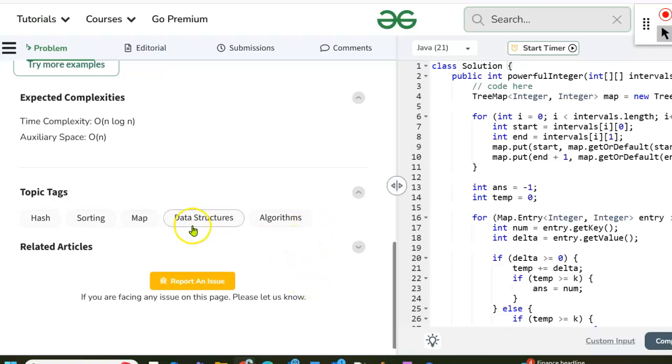Topic tags. Hash, I don't see. I don't think we're really going to hash anything. Sorting, yes. Map, yes. All right, well, let's take a look.